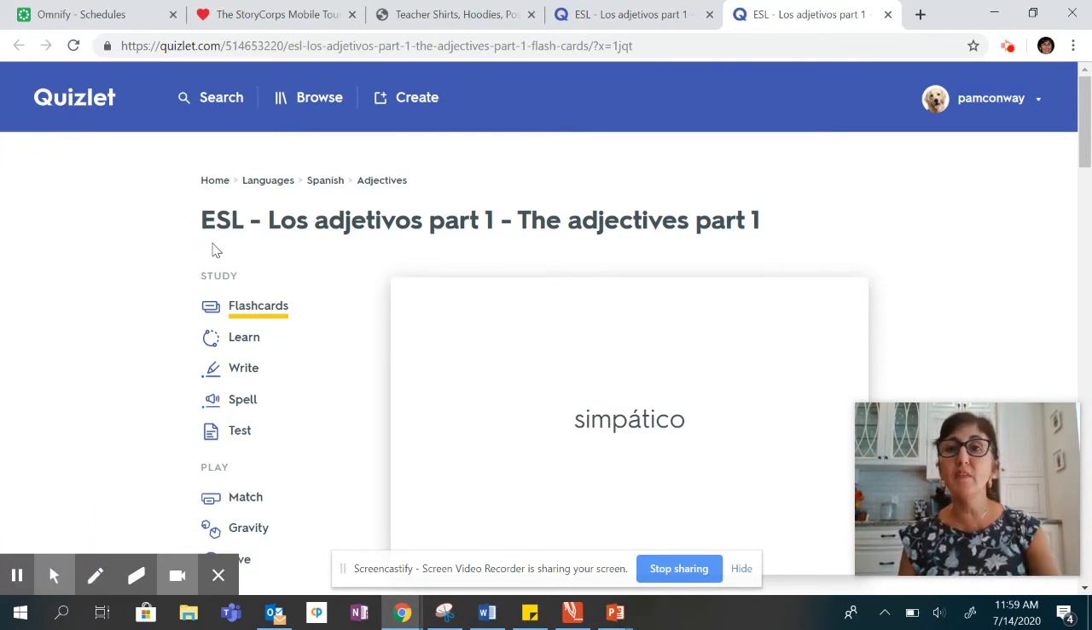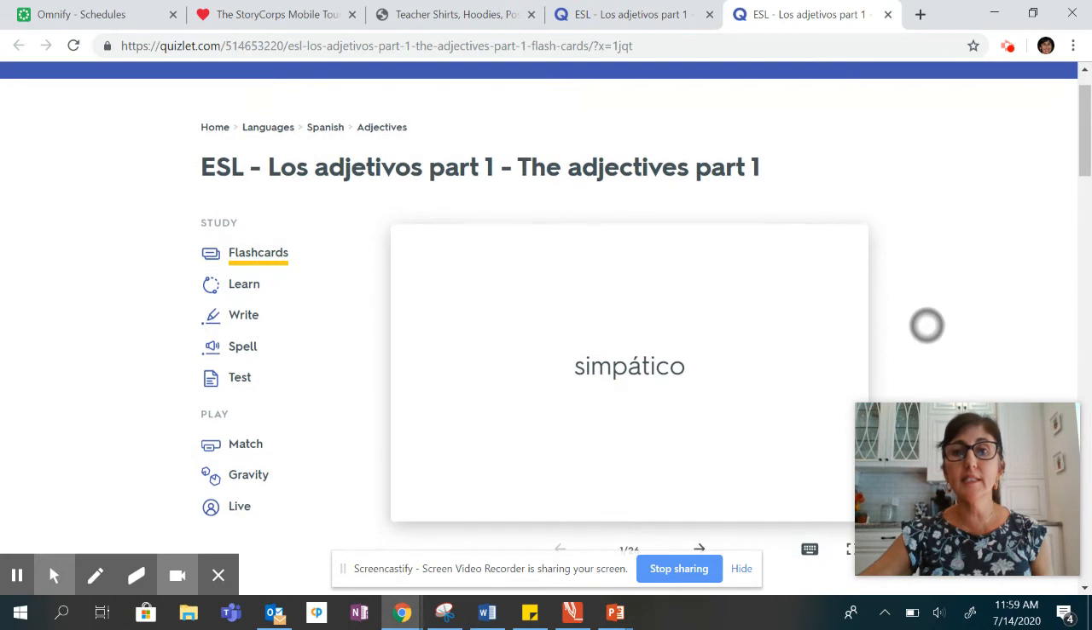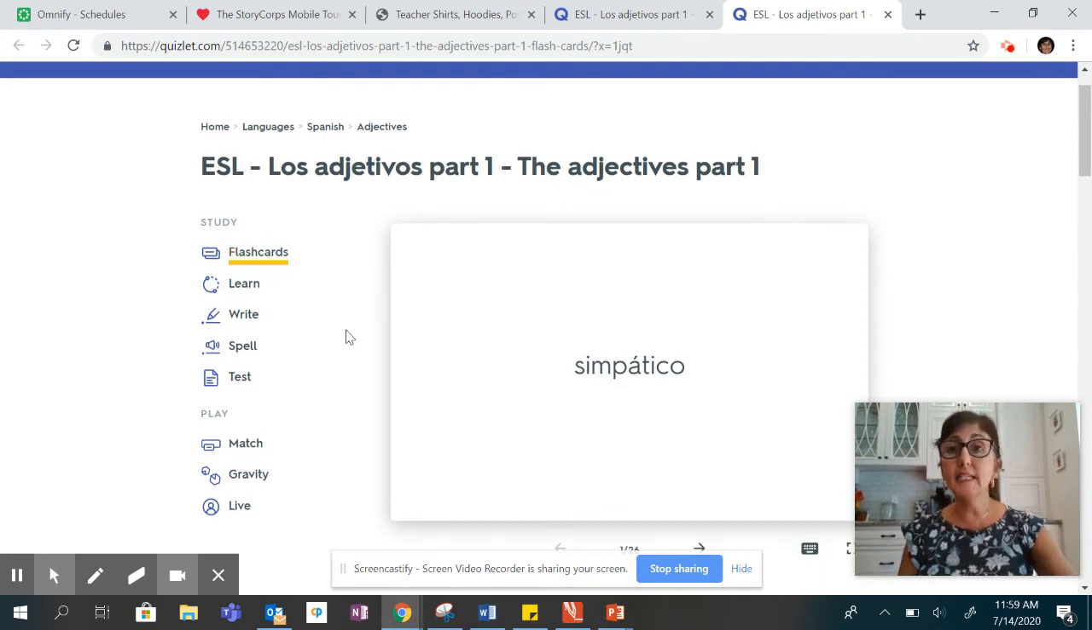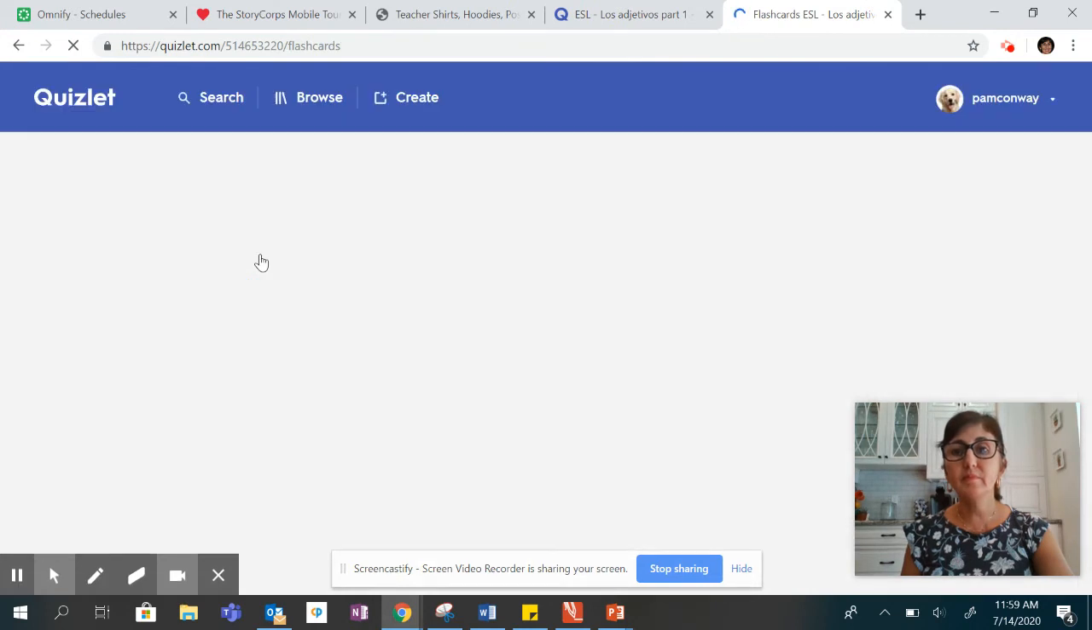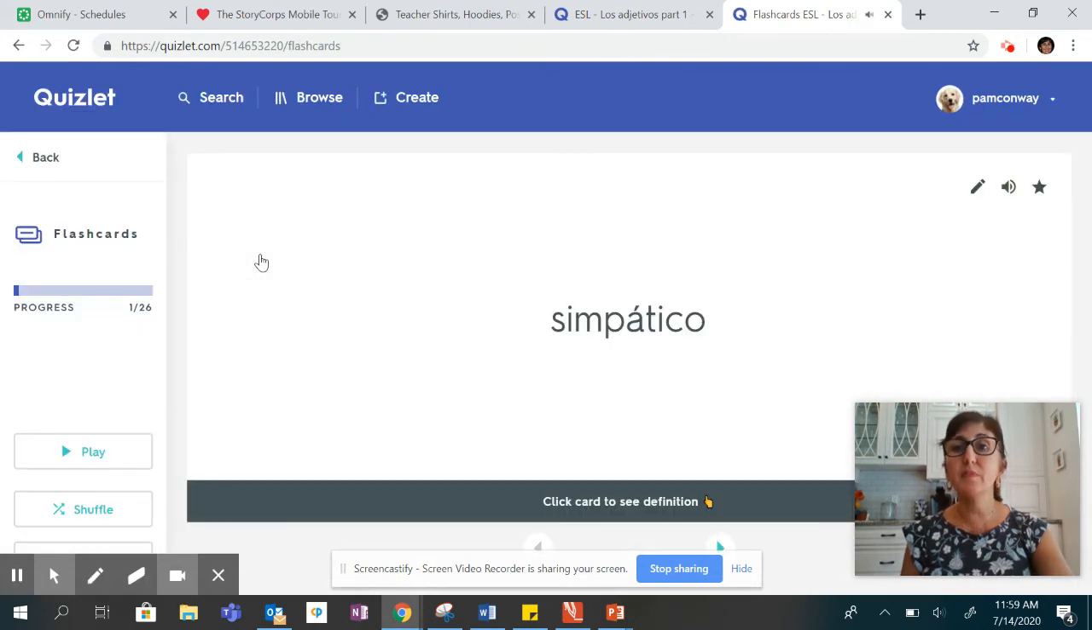So I'm hoping that you have access to this, and you can go on your phone or your computer, and you can practice these lessons. It's games, and it's just flashcards to help you learn. So let me show you these. Here's the flashcard button. I'm going to press on it, and it's going to take me to the flashcard page. It talks to you too.